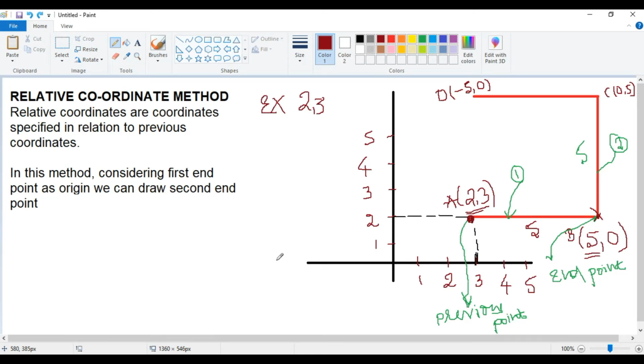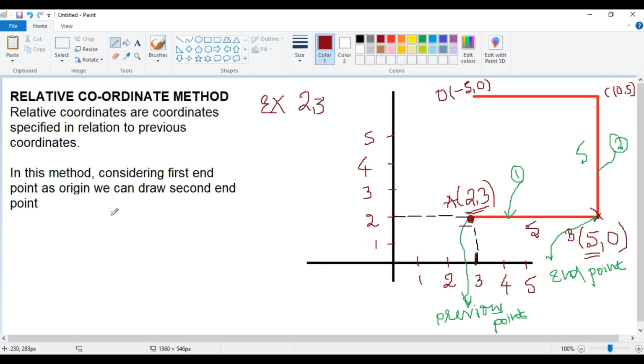In today's session, we are going to learn about the relative coordinate method. We'll see the definition for the relative coordinate method. Relative coordinates are the coordinates specified in relation to the previous coordinate. So what it is going to say means, if I want to draw a line, this is my first endpoint and this is my second endpoint.